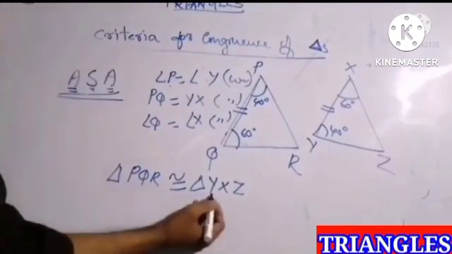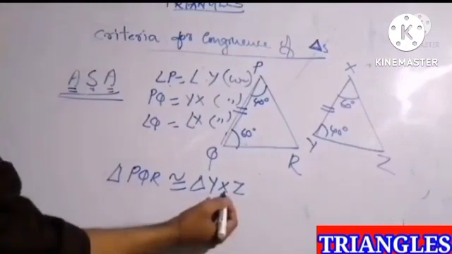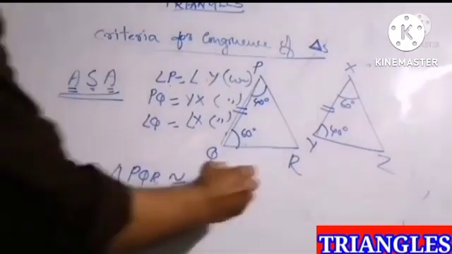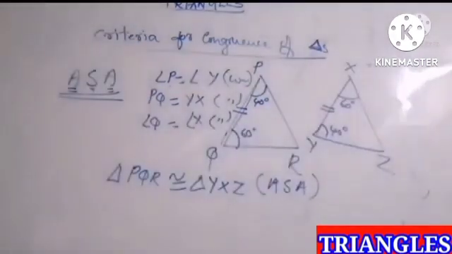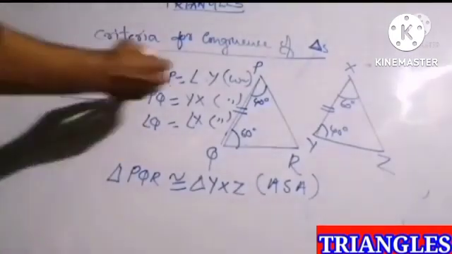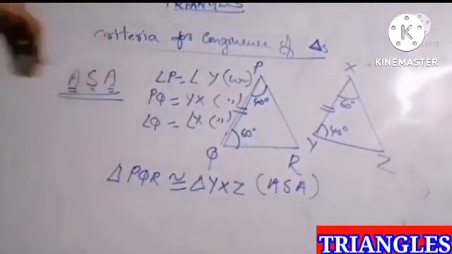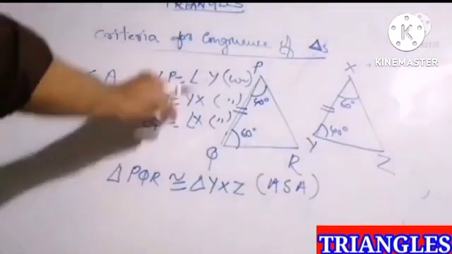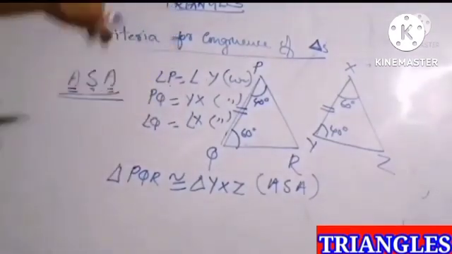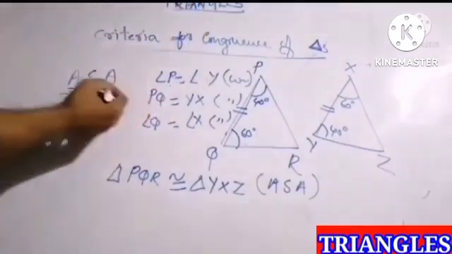Here triangles PQR and YXZ are congruent by ASA congruency. Okay, then which are the other parts? Only 3 parts are given here. Now total 6 parts are there: in the 2 triangles, 3 sides and 3 angles. So only 3 pairs are given. Now 3 more pairs are there. Which are the other 3 pairs?